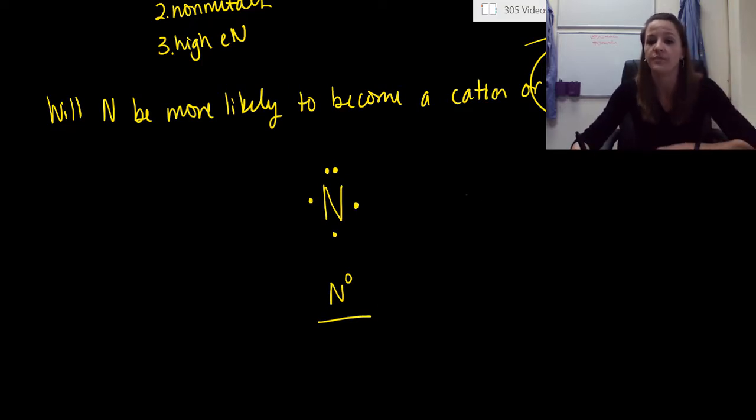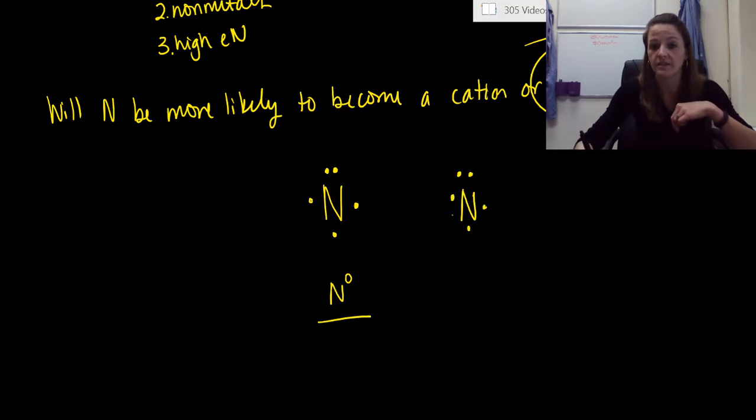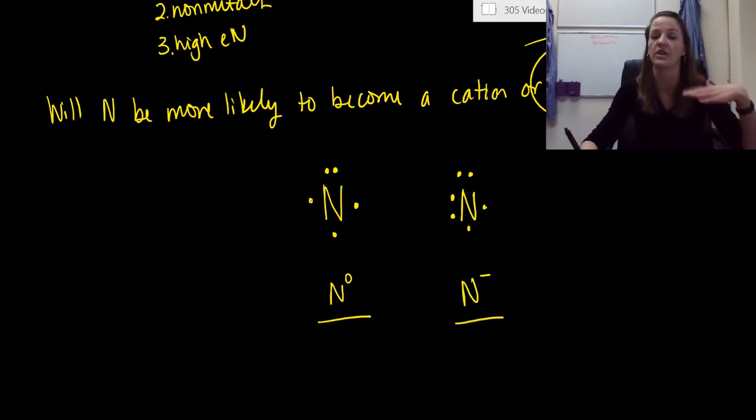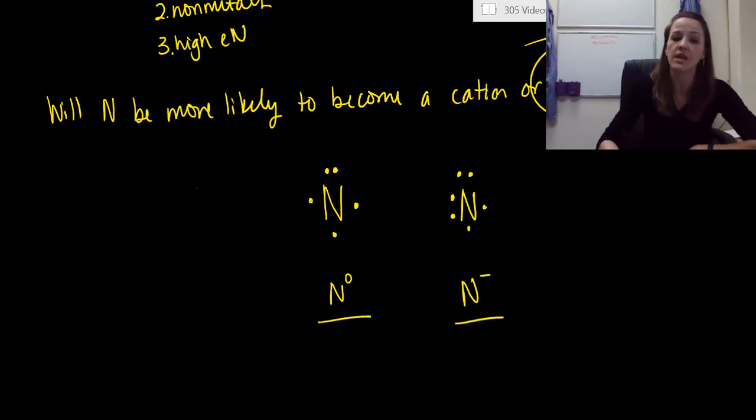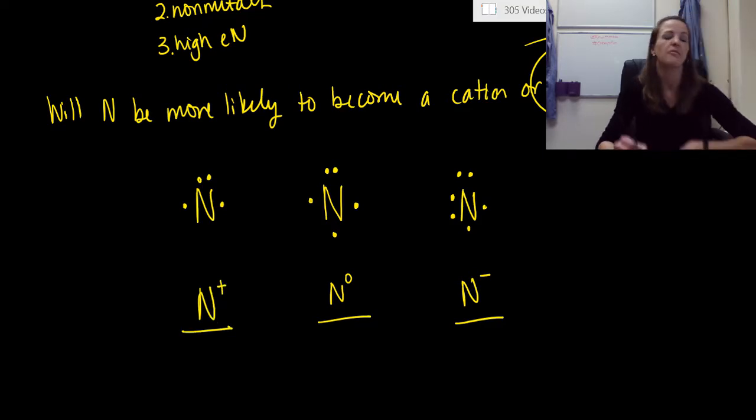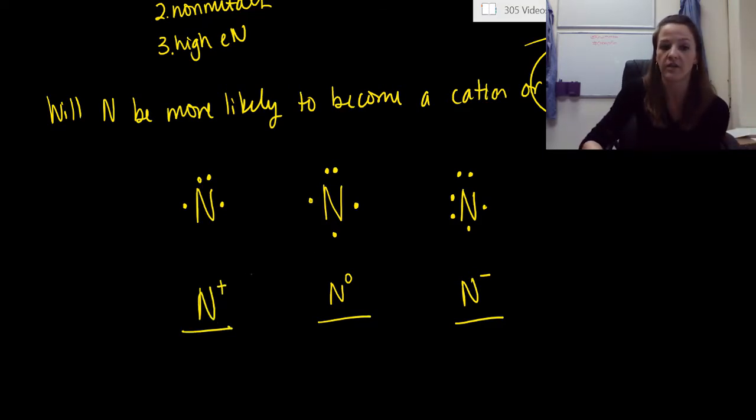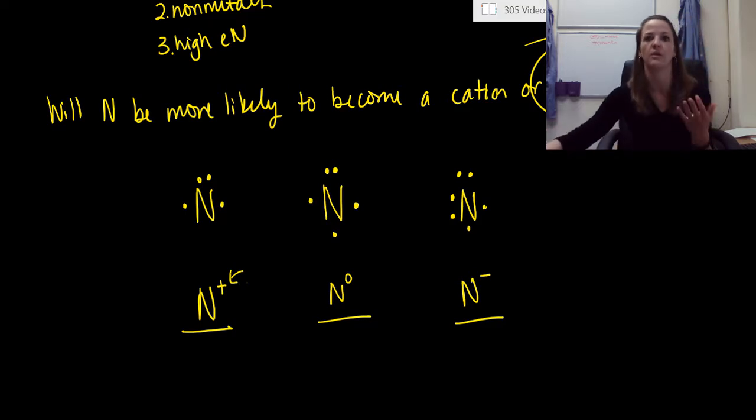Now, alternatively, we could draw nitrogen out with an additional electron. So 1, 2, 3, 4, 5, and 6. Now I've added an electron, so this would be nitrogen minus, or the anion version of nitrogen. On the other side, I could remove an electron. So instead of having 5 electrons, we only have 4. So this would be nitrogen plus. But how do we actually justify where that charge and the actual number comes from?